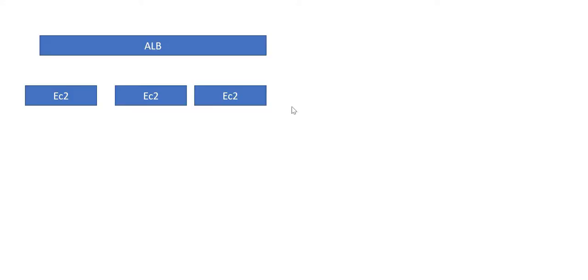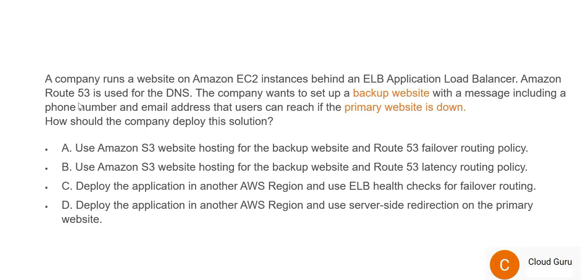So you have a web application running on EC2 instances behind a load balancer. They use Route 53 for DNS. The full form of DNS is Domain Name System. So you remember GoDaddy.com, there's a lot of ads on GoDaddy.com. So it's similar to that, but the only thing is, based on the domain, the routing happens for Route 53.